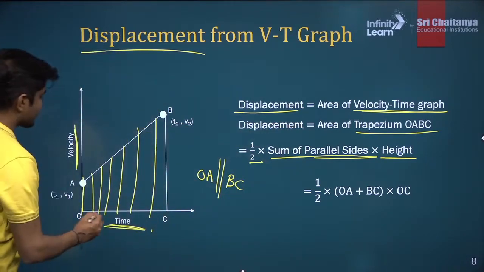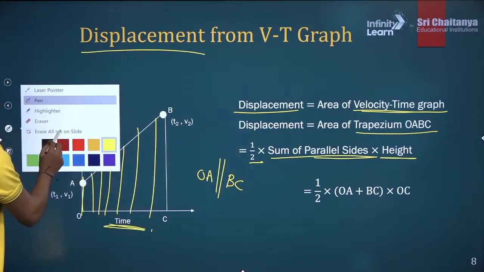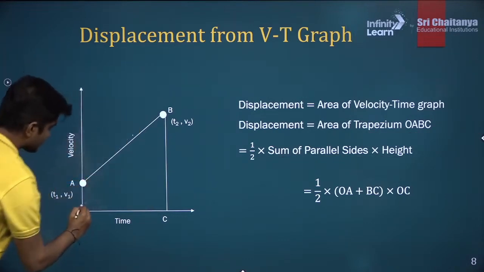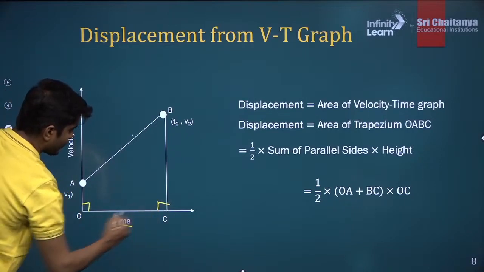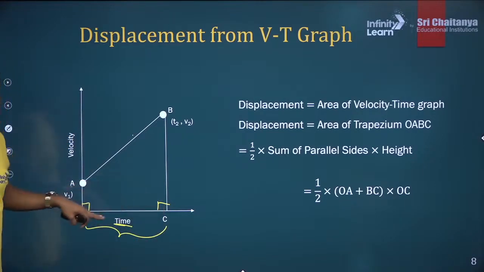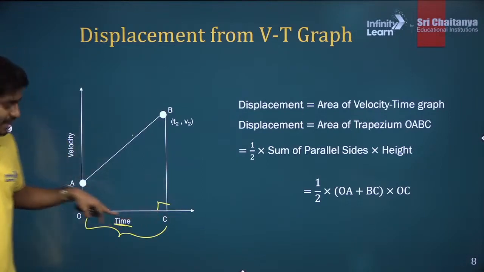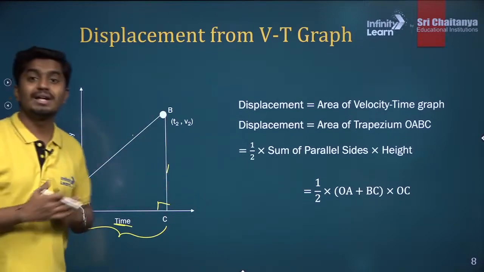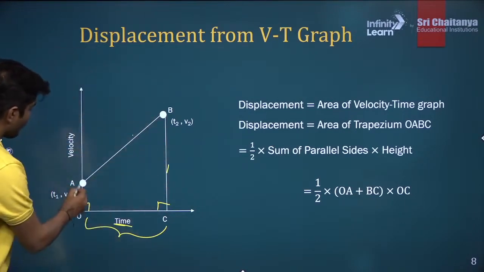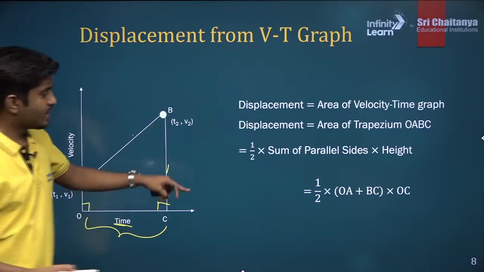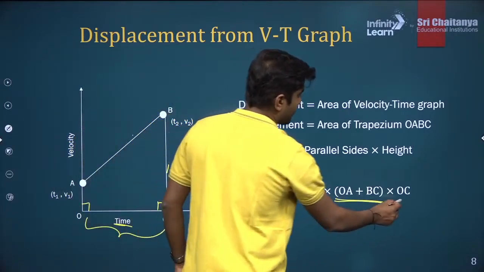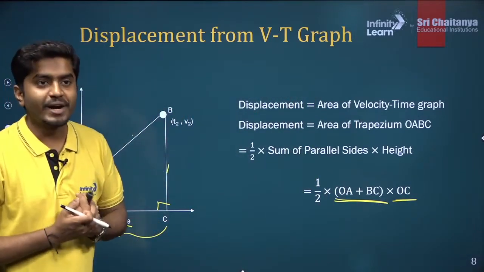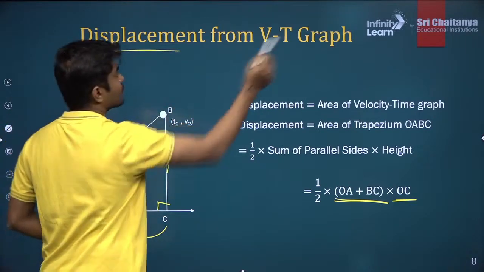Height is the shortest distance, or okay, I'll remove everything. So what is the height? Height is nothing but this length of this graph, that is the height. The segment which is making a 90-degree angle with the parallel sides, that is called height. So these are the two parallel sides, OA and BC. So the sum of the parallel sides is multiplied by OC. So what is this OC? It is the height. So this is how you find the displacement from the velocity time graph.